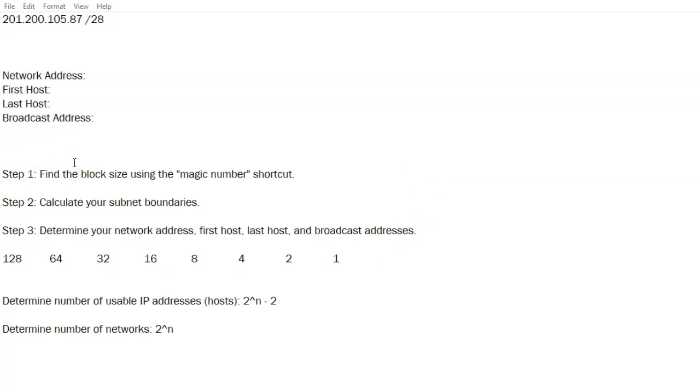To line this out, my step one is to find the block size using something called the magic number concept or shortcut. Plenty of videos on YouTube will explain it. I will demonstrate it here with this table that I have typed out that represents the 8 bits inside of my octet where we'll be subnetting. Once I find the magic number that determines my block size, I can easily find out what my subnet boundaries are. Once I've determined my subnet boundaries, at step 3, all of the other things quickly and easily fall into place.